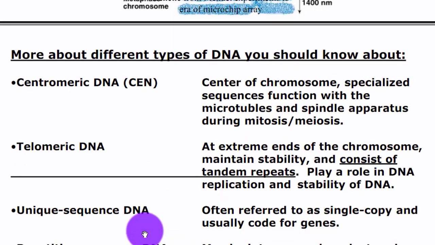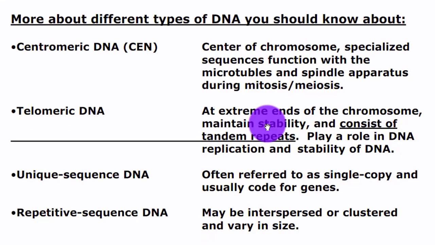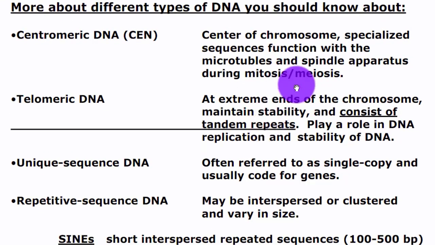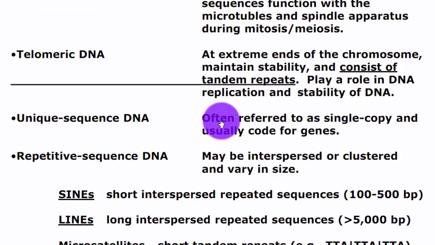Here are some terms about DNA. Centromeric DNA is at the center of the chromosome, a specialized sequence that functions with the microtubules and spindle apparatus during mitosis and meiosis. We need it in mitosis and meiosis. Telomeric DNA is at the extreme ends of the chromosome, maintaining stability. It consists of tandem repeats and plays a role in DNA replication and stability, and in the aging of the cell.